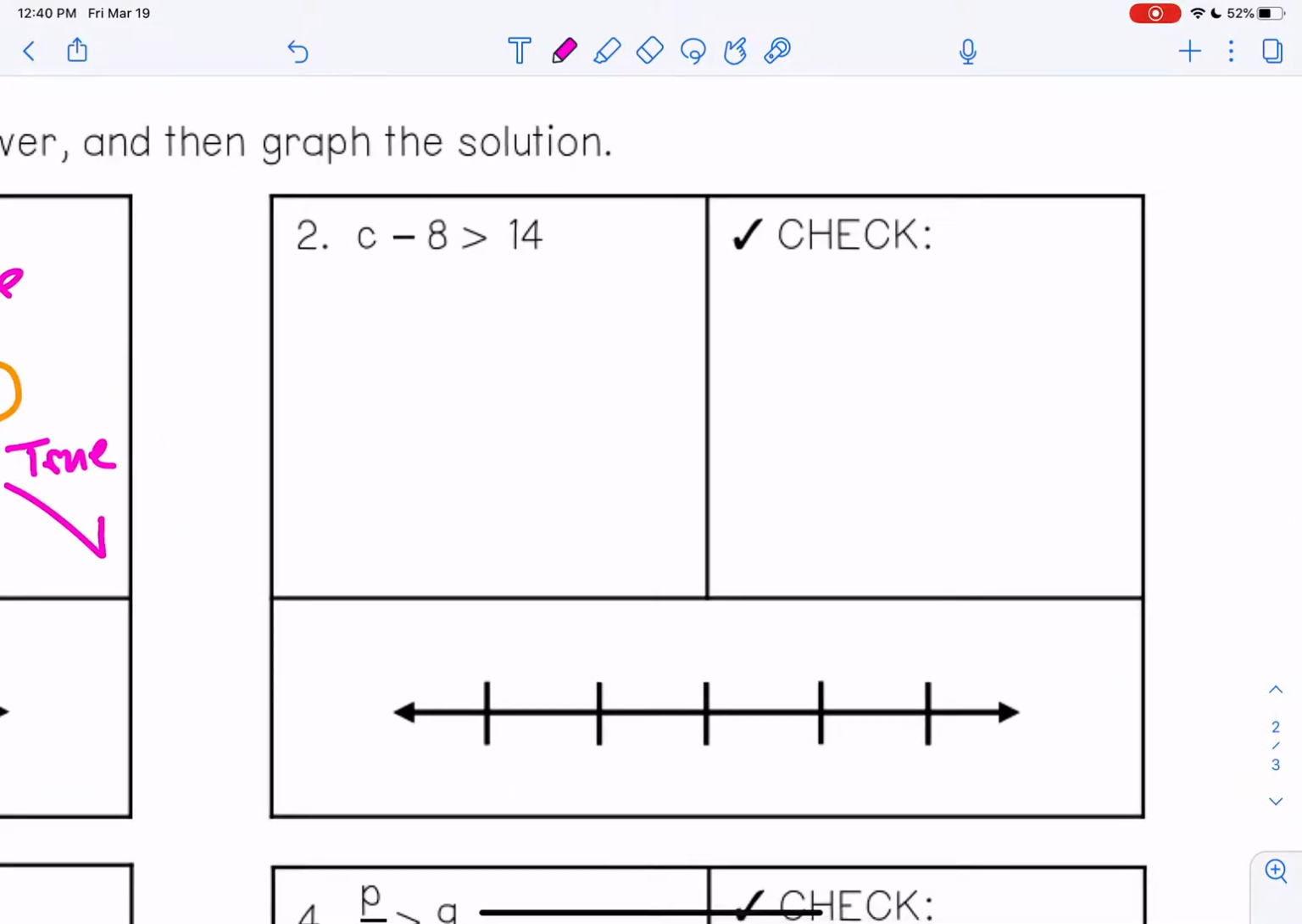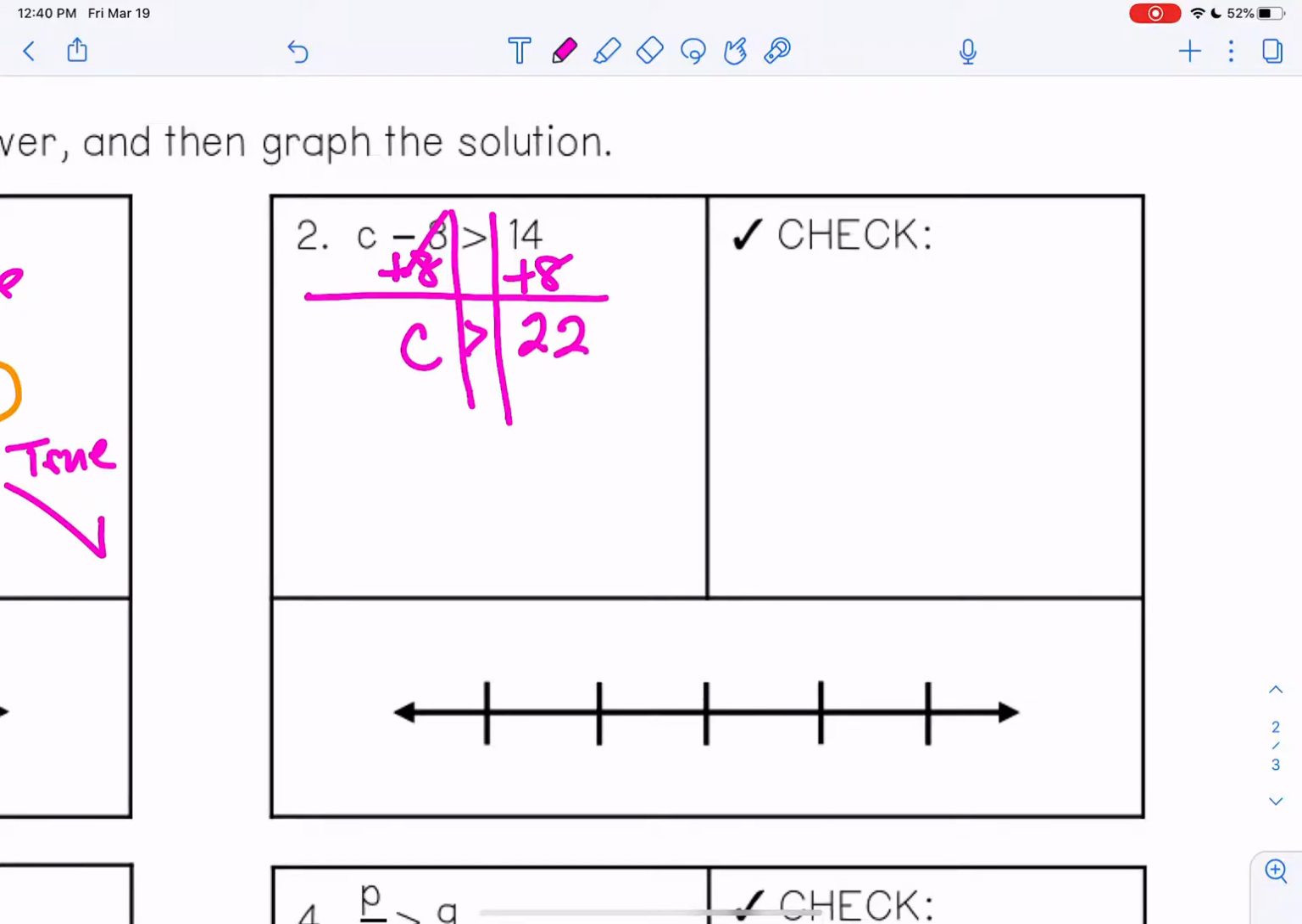Here we have c minus 8 is greater than 14. So, step 1, we're going to draw the river. Step 2, opposite operations. So if it's minus 8, we're going to add 8. Remember, we want to keep it balanced, so we're going to add 8 to both sides. 8 minus 8 is 0. They cancel out, and we end up with c is greater than 14 plus 8, which is 22. So c is greater than 22.